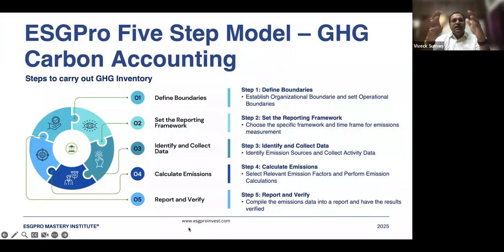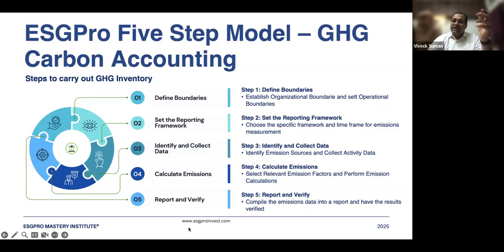The step number 1 is to define the boundaries. Okay, establish 2 kind of boundary. Boundary number 1 is organizational boundary. Which part of your organization will be included or excluded need to be clearly defined.